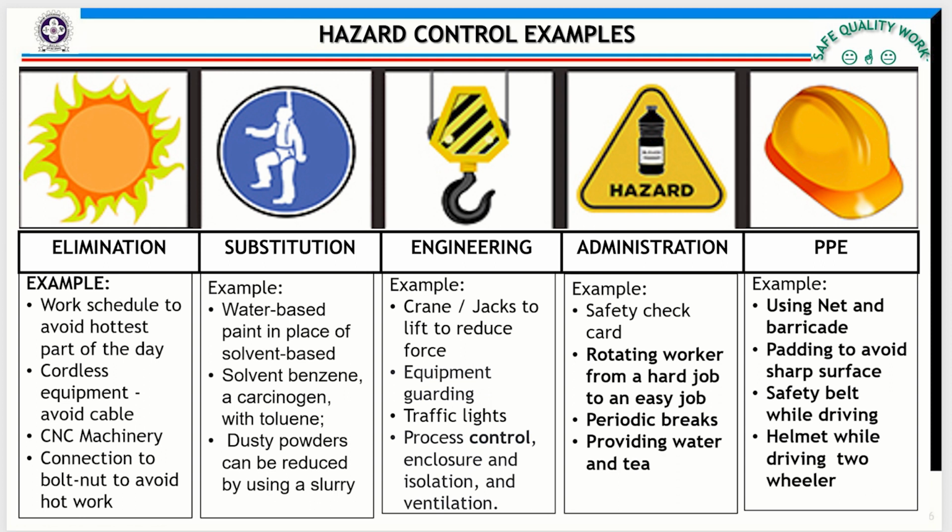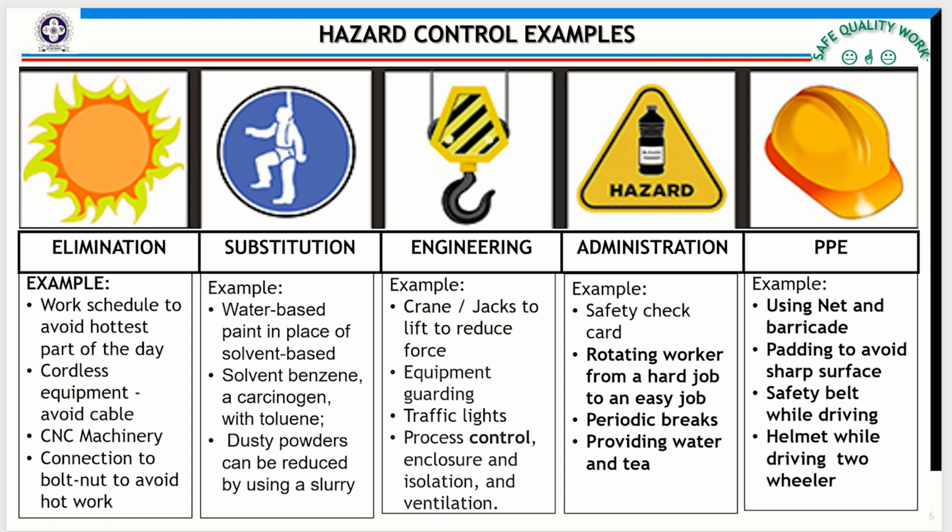Equipment guarding is another way of engineering control. If we provide appropriate guards on the equipment, then our hands and fingers will not be cut by rotating parts. Traffic lights are another example of engineering controls, which can easily reduce accidents and crowding on the roads. Process controls are things like enclosures, isolation and ventilation.